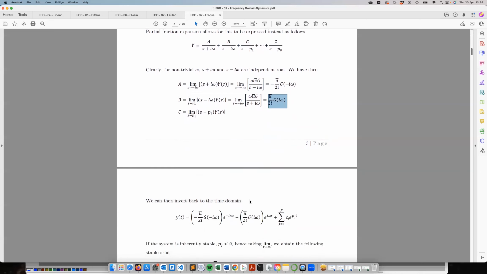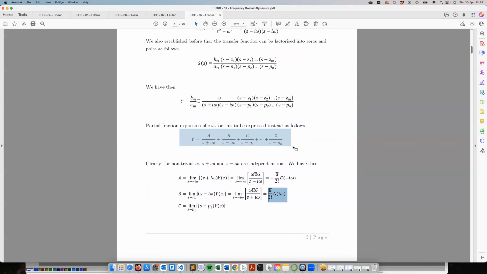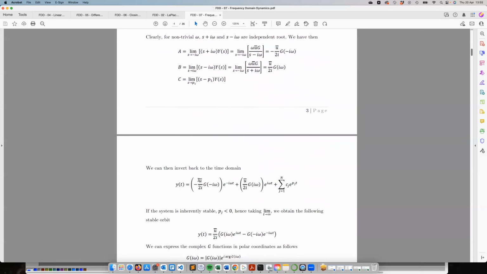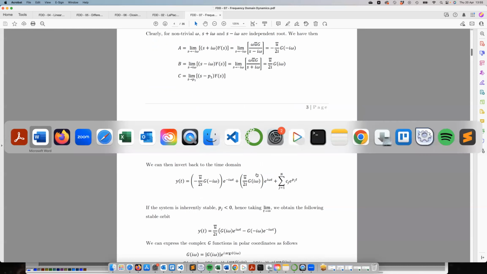And then what we can do is take this back into the time domain. So we have a nice form now, right? Once we do all that, we have a nice form that we can use. We can say, well, we've got the time constants now. So there's a time constant of I omega here, another one of minus I omega here, and then P1, P2, P3 up to Pn there. So we can say that we can go back to the time domain. Remember, 1 over s.